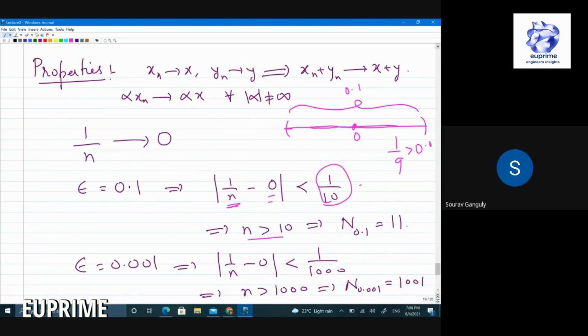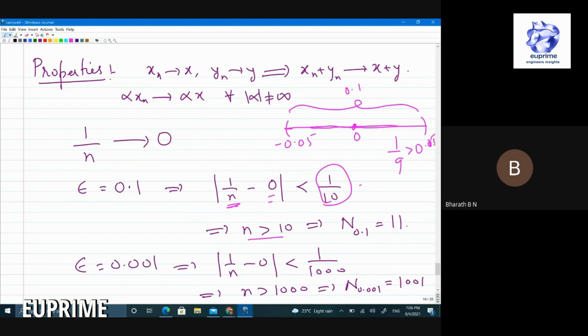So for the 0, there can be a left to that point and a right to that point as well. Correct. So this is minus 0.05 and this is plus 0.05. If you take n equal to 9, that is 1 by 9, it is definitely outside of this, right? Yes. So that means unless n is greater than 10, you cannot be within this room. Do you agree?